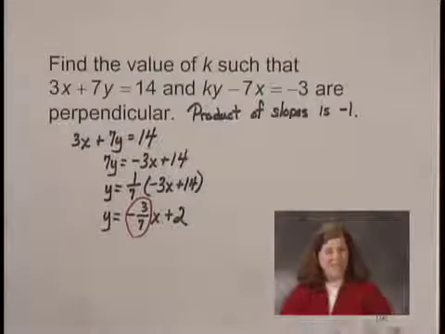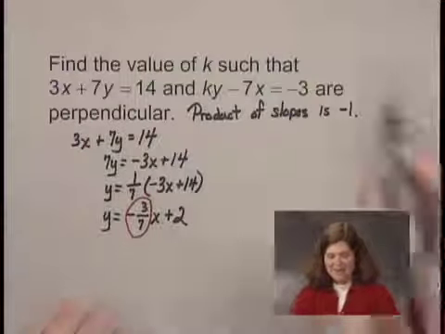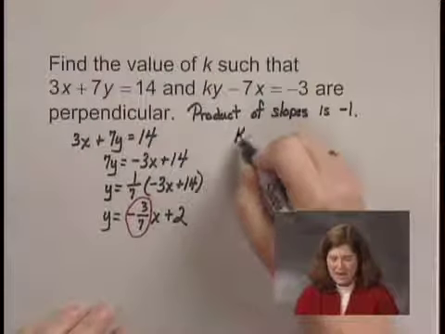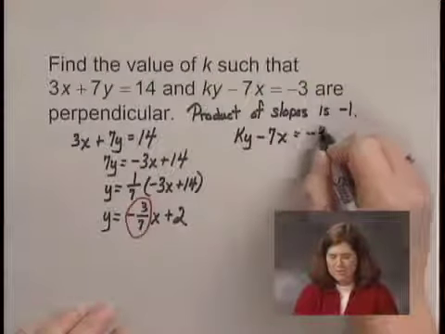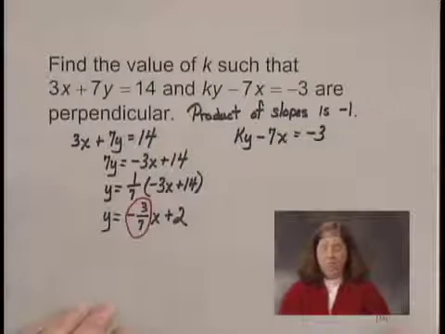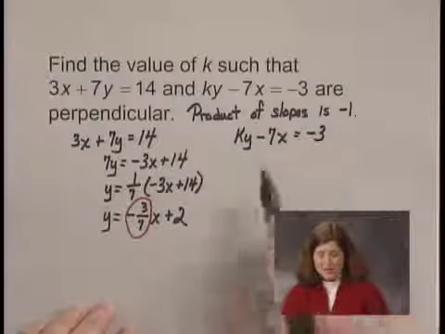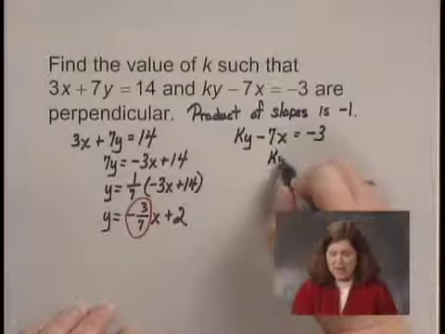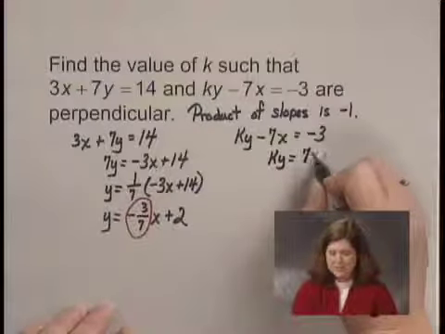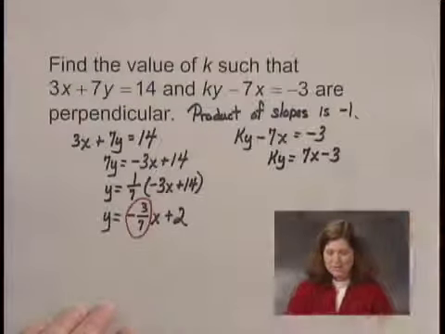Now we'll look at the other line. This one has the k in it. We have ky minus 7x equals negative 3. Again, we want to solve for y. So we add 7x to both sides, and we have ky equals 7x minus 3.